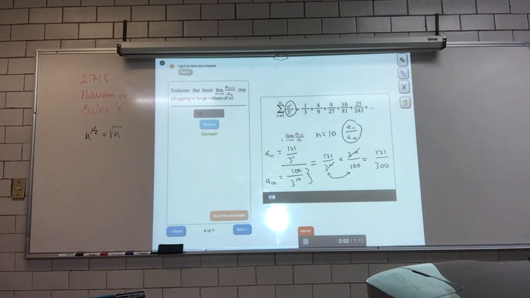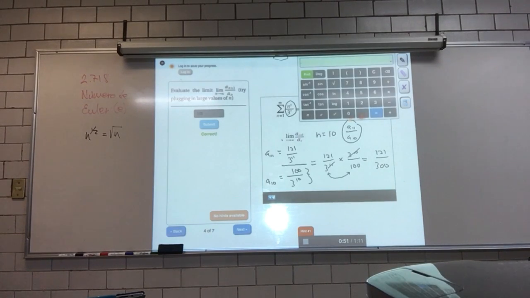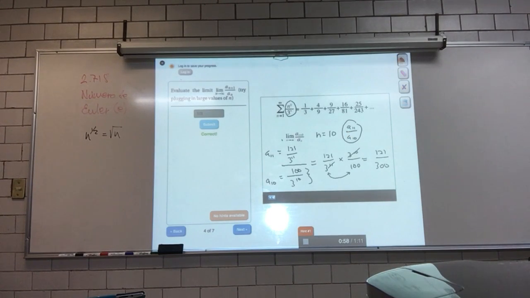Let's use a calculator to see what this equals. 121 divided by 300 is about 0.4. Okay, so this fraction is about equal to 0.4. And if you use larger and larger values of n and plug them into this limit, you'll find that this approaches 1/3.